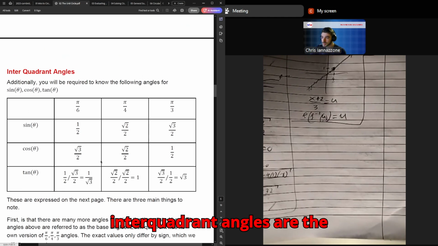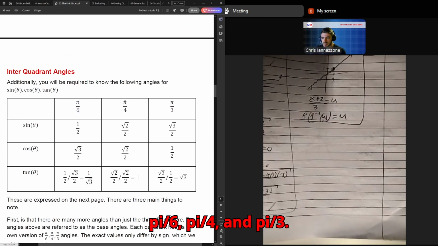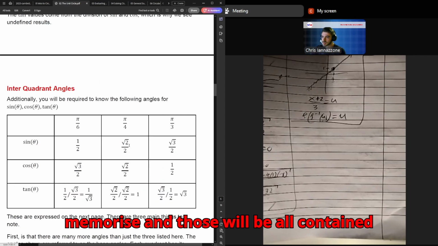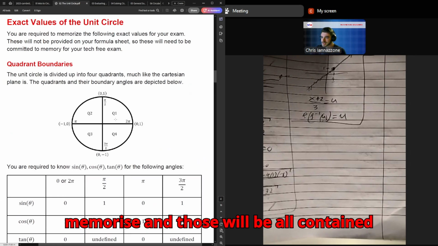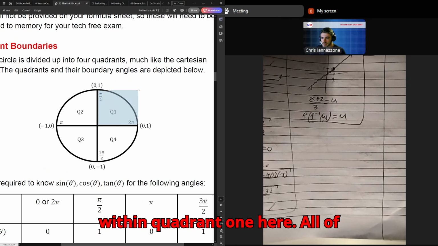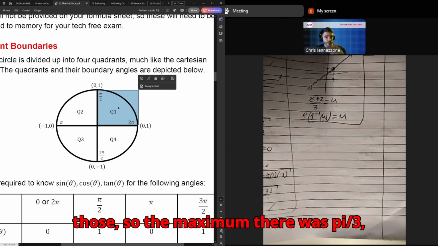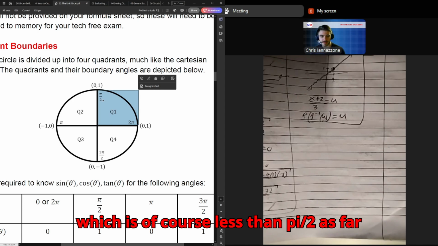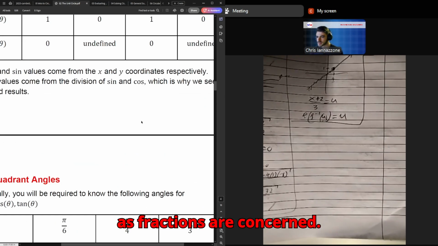The interquadrant angles are the pi over 6, pi over 4, and pi over 3. Those are the ones that you need to memorize, and those will be all contained within quadrant 1 here. All of those. So the maximum there was pi over 3, which is, of course, less than pi over 2 as far as fractions are concerned.